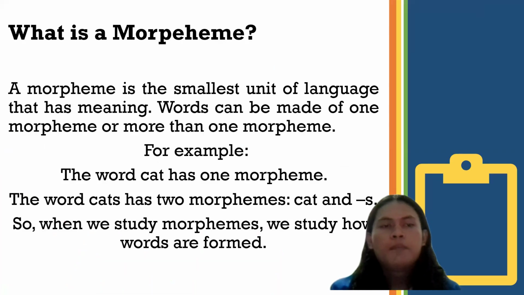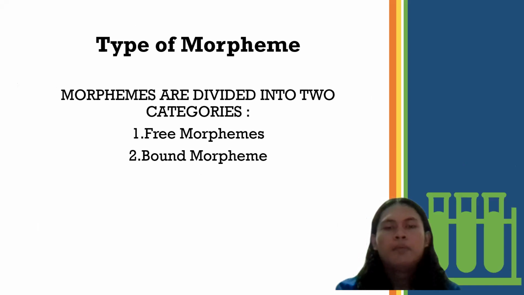What is a morpheme? Morpheme is the smallest unit of language that has meaning. Words can be made of one morpheme or more than one morpheme. For example, the word cat has one morpheme. The word cats has two morphemes, cat and s. So, when we study morphemes, we study how words are formed.